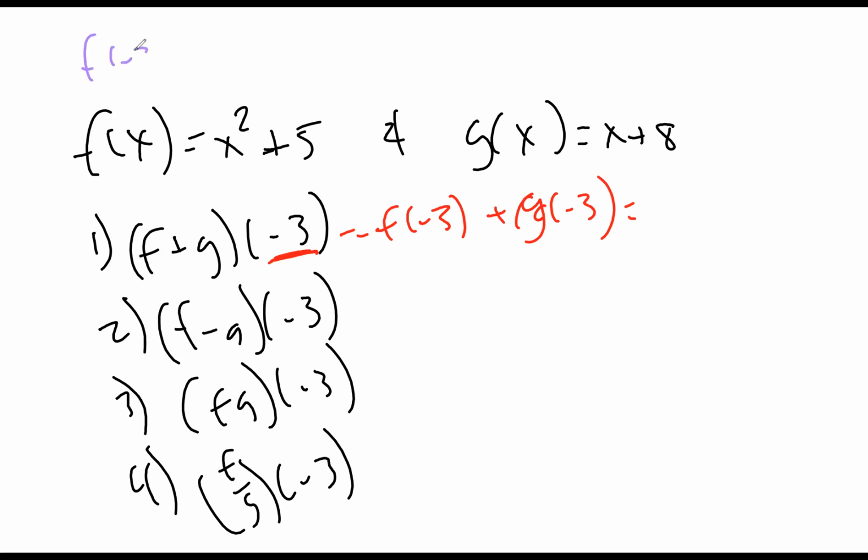So up here, I'm going to say, okay, f of -3 equals -3 squared plus 5.